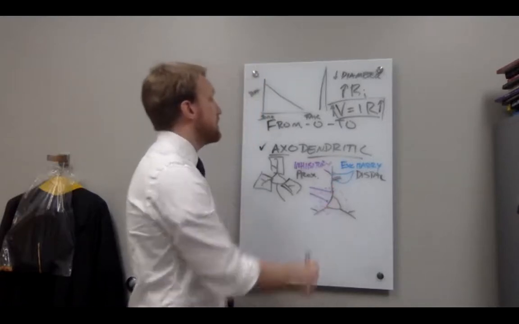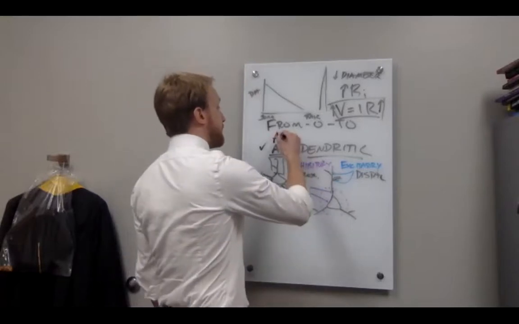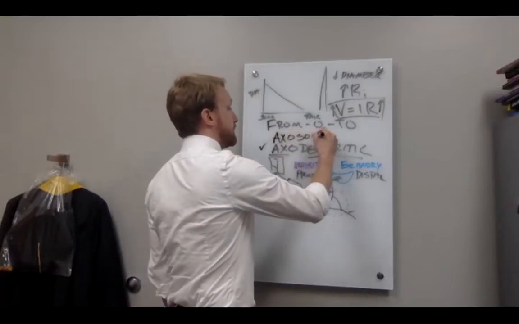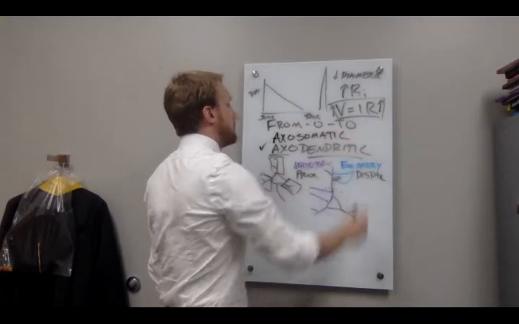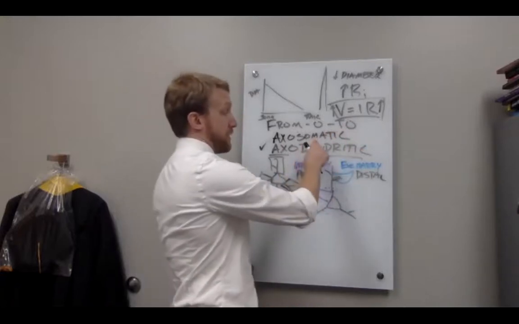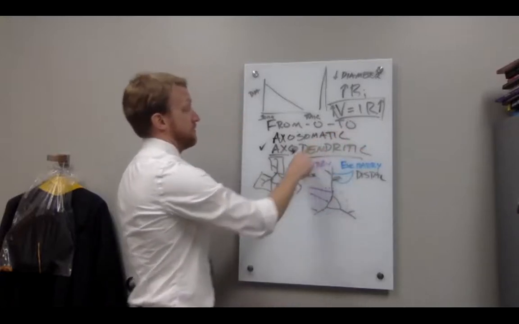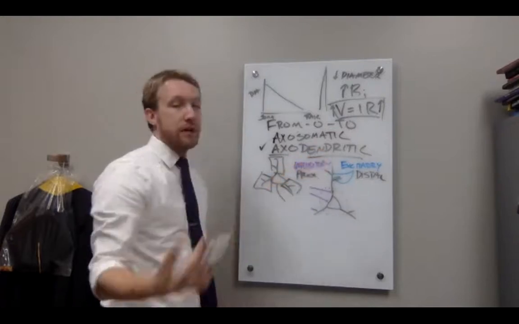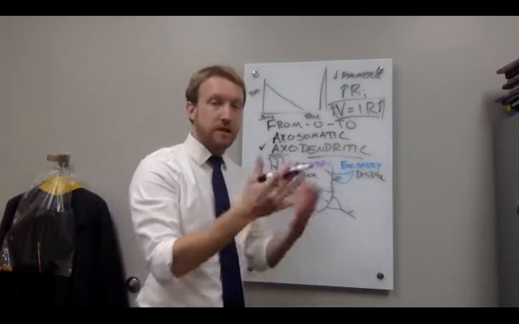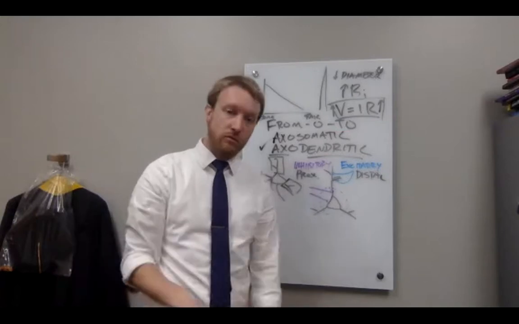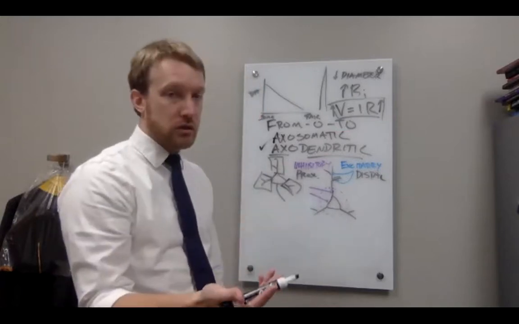So when you hear axosomatic, this is another one that you see in cartoons. This is going to be inhibitory. Axodendritic, it depends. Where is it? They can be excitatory, they can be inhibitory. You'll just have to be told.